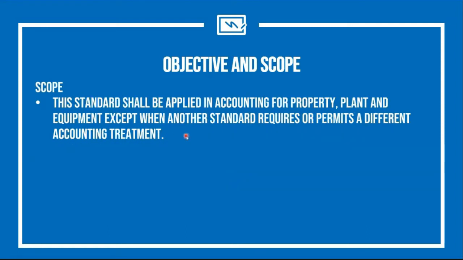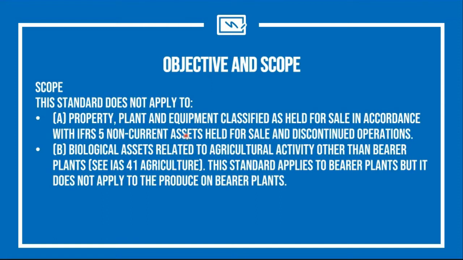So with regards to the scope, the standard shall be applied in accounting for PPE except when another standard requires or permits a different accounting treatment. Therefore, in the scope of the standard, there are items that were automatically removed or were not included in the scope of the standard. So first, it will not apply to PPE that are classified as held for sale, because it is now going to be accounted for under IFRS 5 once it is classified as held for sale. Letter B, biological assets, because this is covered specifically by IAS 41. Also, the standard applies to bearer plants, but it does not apply to the produce that we're going to get from the bearer plant.